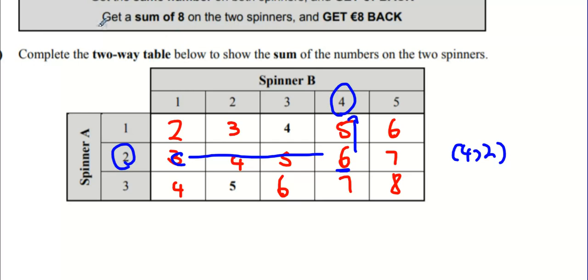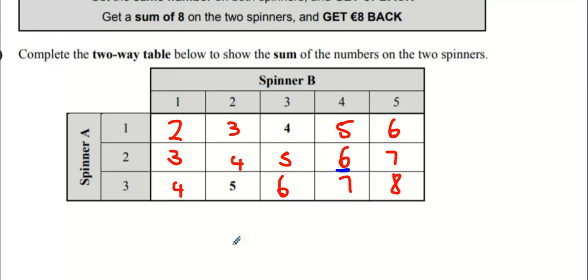So that's what's going on there, okay? Now, because there's 3 outcomes on the first spinner and 5 outcomes on the second spinner, it's 3 multiplied by 5, which is 15 different outcomes.